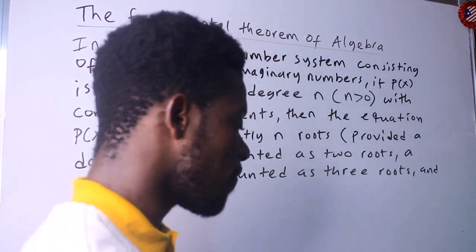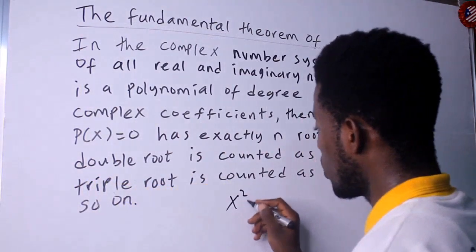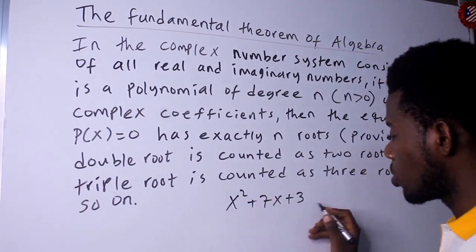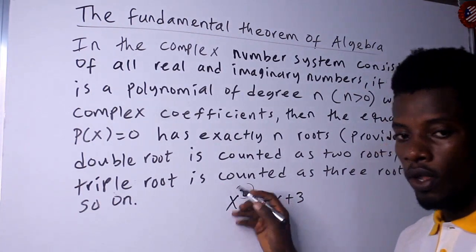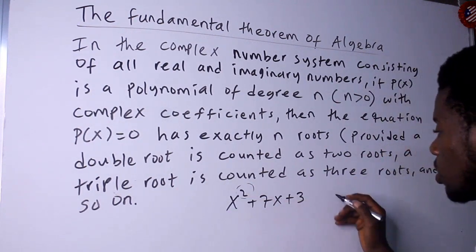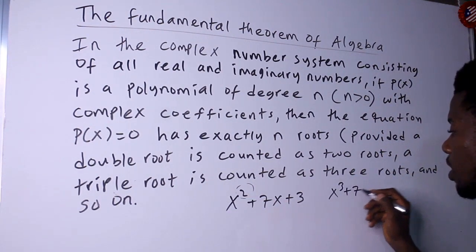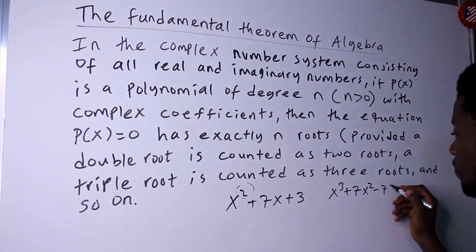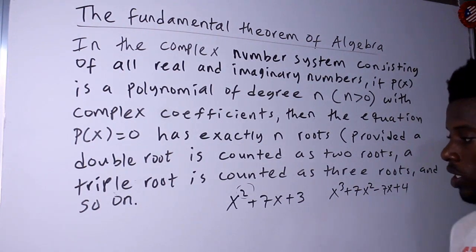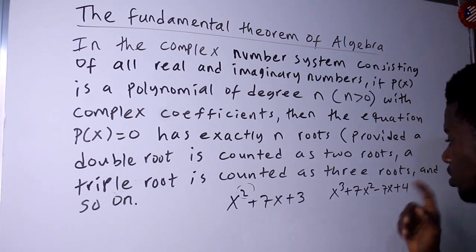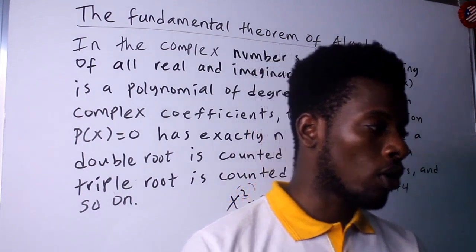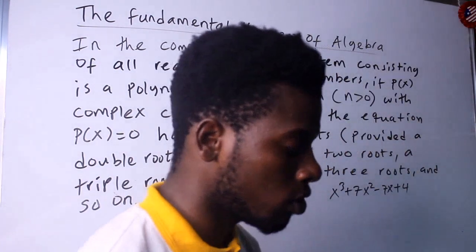So if you have, for example, the equation x squared plus 7x plus 3, if you solve this equation, you are going to have 2 roots because the degree of this polynomial equation is 2. If you have x cubed plus 7x squared minus 7x plus 4, and you solve this polynomial equation, the degree is going to be 3. So based on the degree of the polynomial, you are going to have the number of roots of that polynomial.